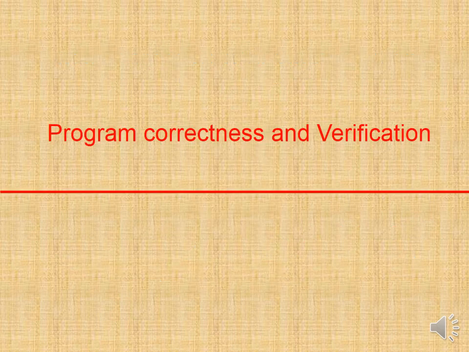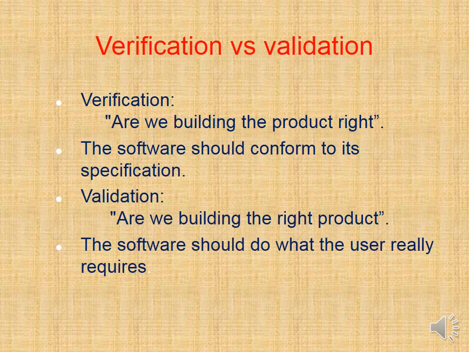Program Correctness and Verification. First we have to understand what is verification and what is validation. Verification: are we building the product right? The software should conform to its specification. Validation: are we building the right product? The software should do what the user really requires.